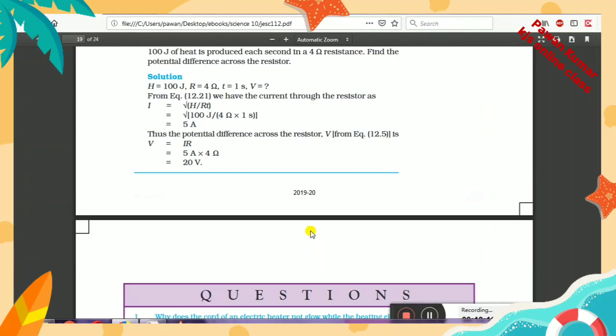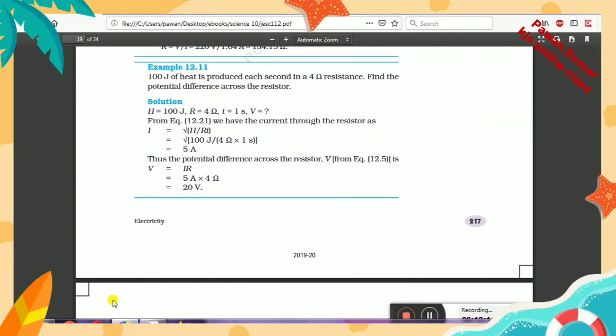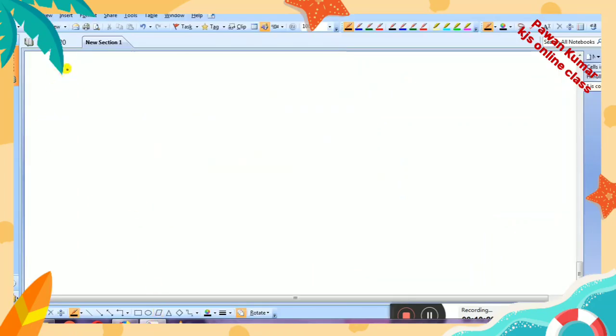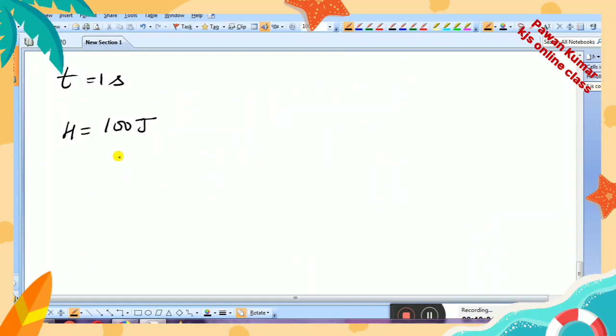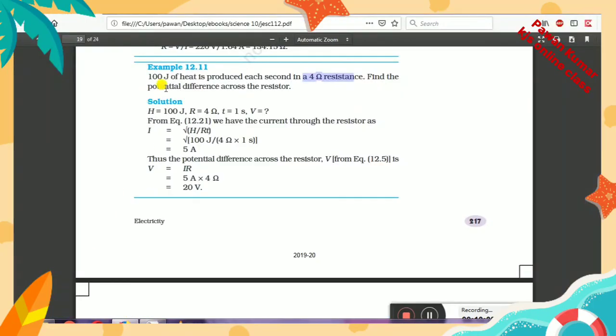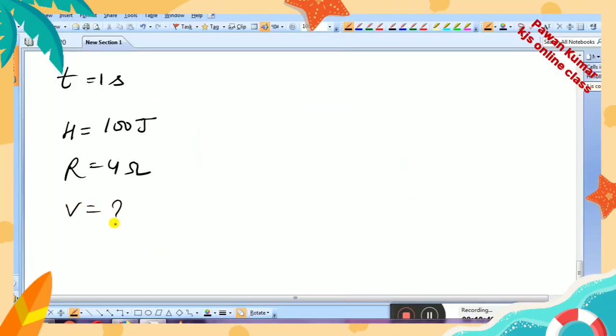Only one question is there before the exercise. Let us do this question also. So what is the question? 100 joule of heat is produced each second. Each second means time is 1 second, and 100 joule of heat is produced. That means H is equal to 100 joule. Resistance is 4 ohm. Find the potential difference. Potential difference we have to find out.